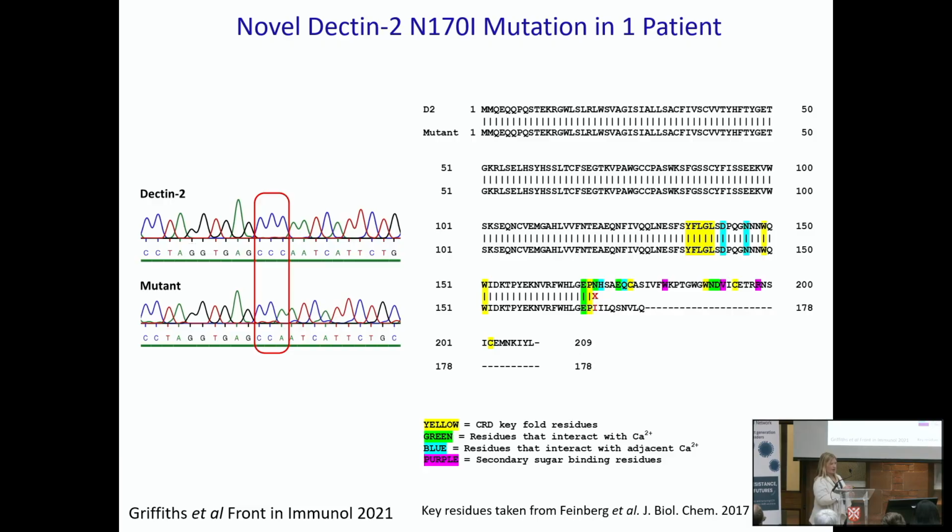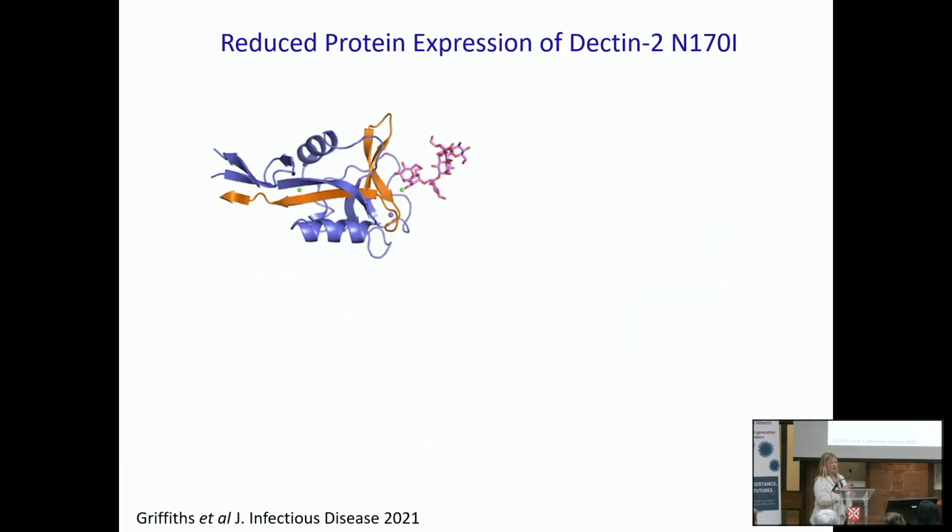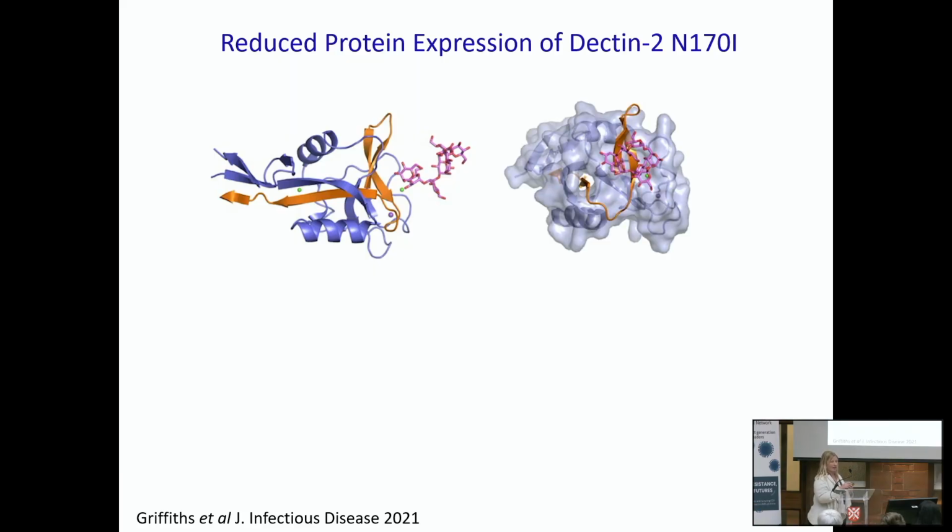So we collaborated with a colleague to try and do some modeling. So here is the full-length Dectin-2, and this is the ligand mannan. And in orange is the bit that's missing in the Dectin-2 mutant. So there's a beta strand missing. There's some important residues that are important for binding missing. And this goes down the center of the protein. So the theory was that that would lead to an unstable protein.